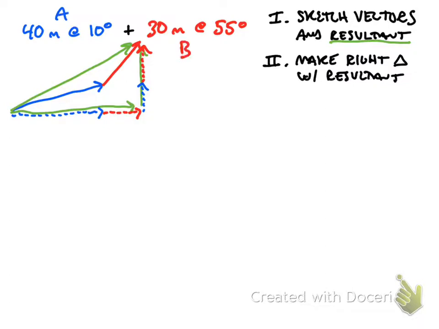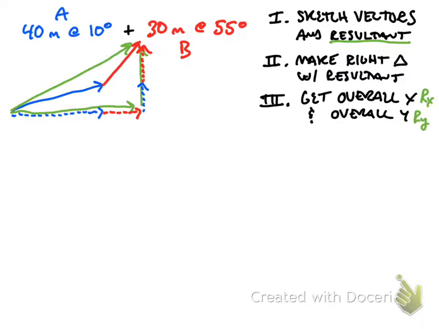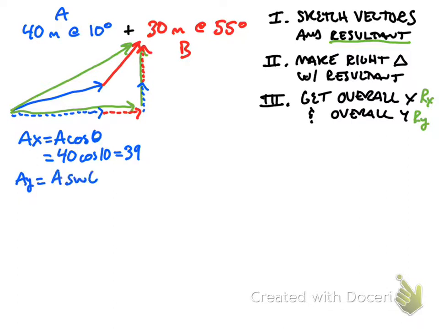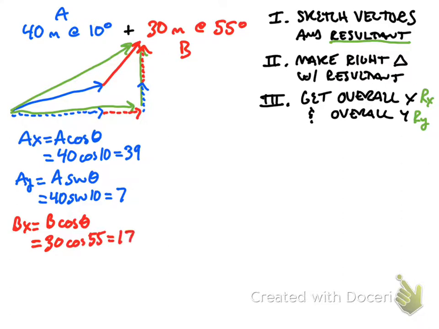So we can call the blue vector A and the red vector B. And what we want to do is get what that overall x and the overall y values are. We're going to call those Rx and Ry. Well, Ax is going to be A cosine theta, which is 39. Again, that's how far the blue vector comes over in the x direction. And Ay, A sine theta, will be 40 times sine theta, which is 7. That's how far up the blue vector goes. And we'll do the same thing with the B vector and get its x value is 17, and we get its y value to be 24.6.